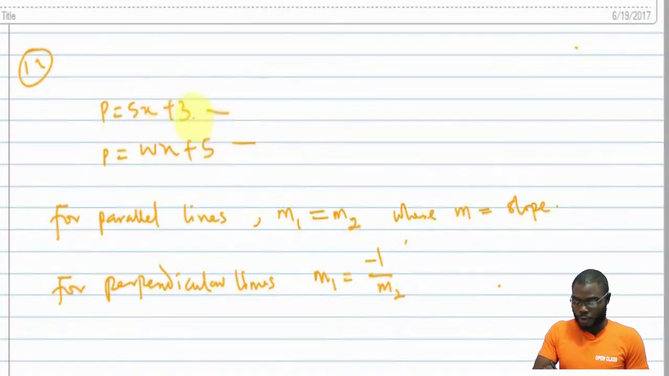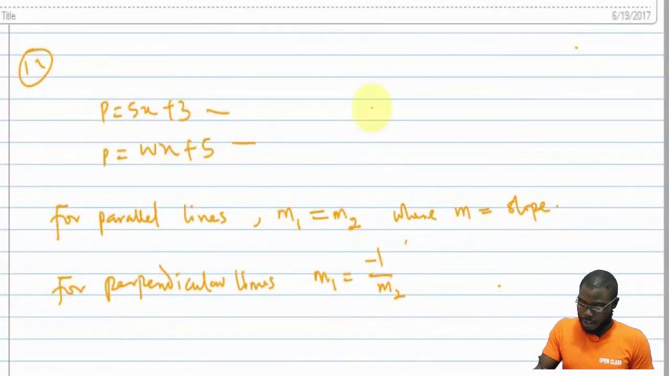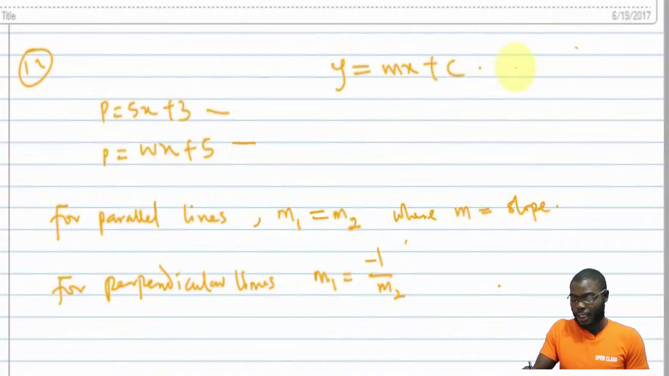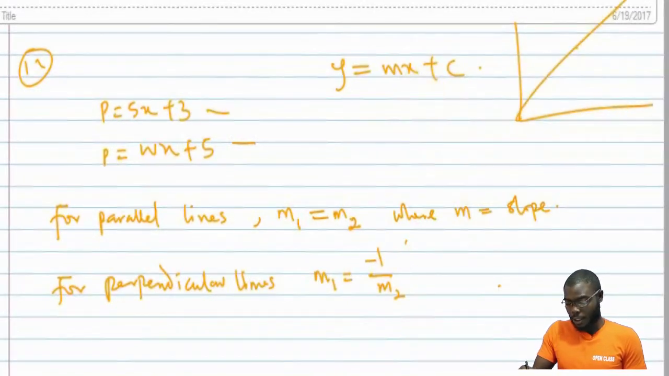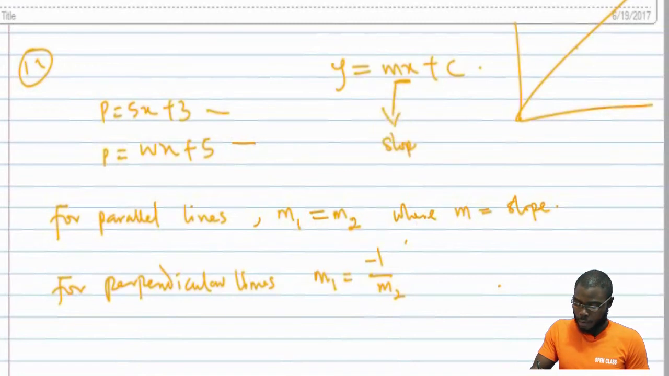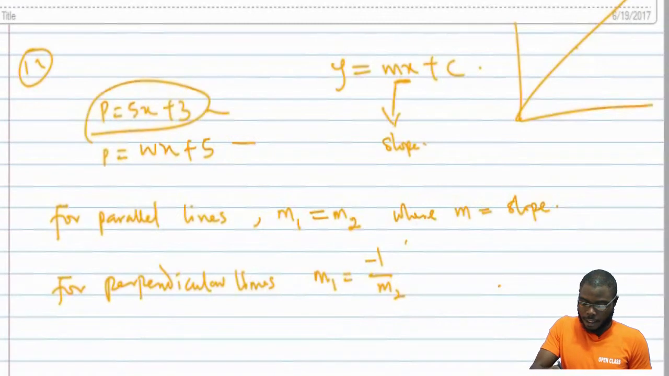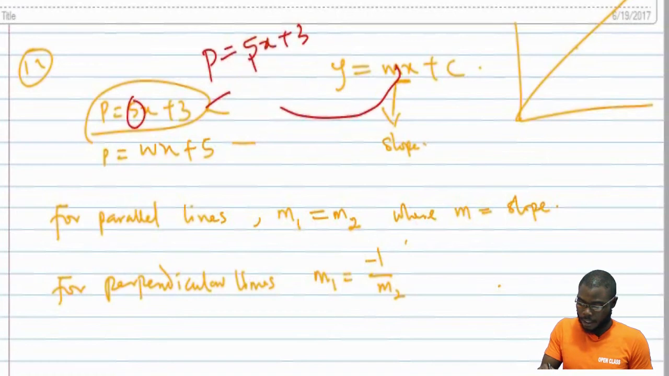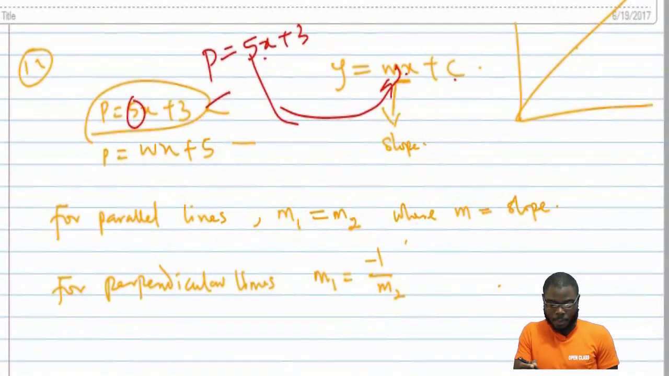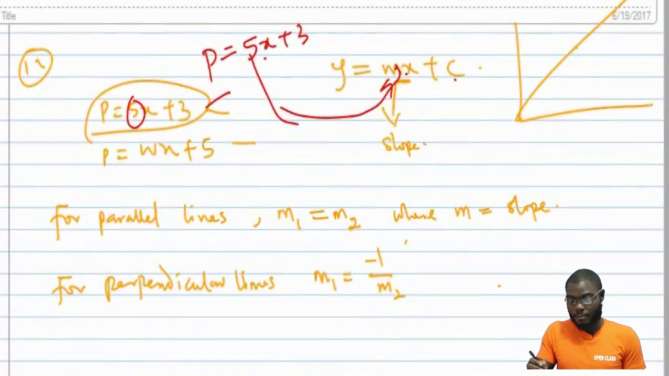How do you know the slope of equation 1 so that you can use it for equation 2? Remember the general equation of a straight line, y equals mx plus c. The coefficient of x represents m, and that m is the slope. So the slope of the first equation is 5, because P equals 5x plus 3. Comparing, the number beside x is the slope, and c is 3, your intercept.